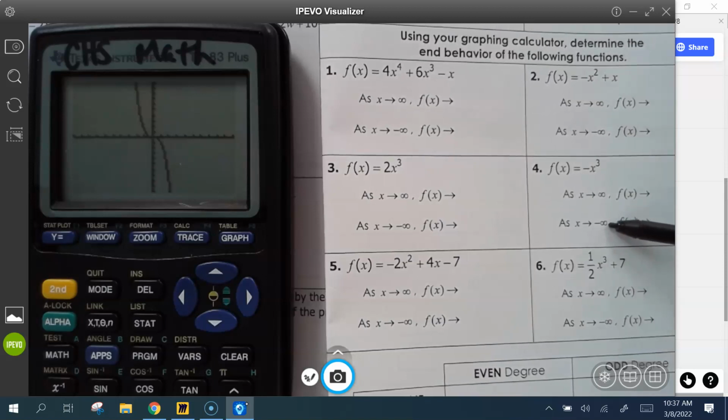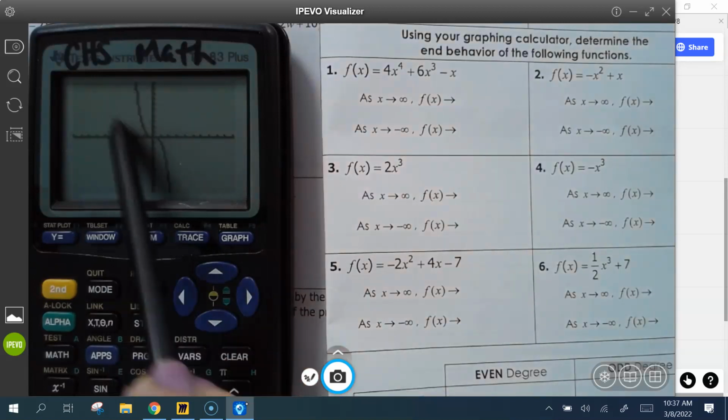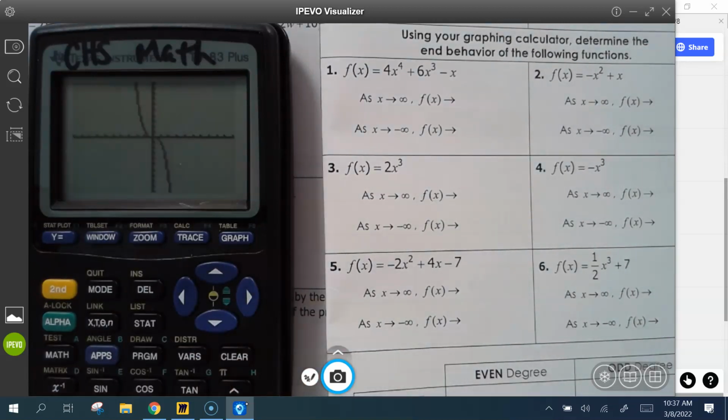How about the left side of the graph? As x approaches negative infinity, so I'm on this side, f of x is going up, which is positive infinity. Remember doing this? We looked at the graphs a little bit. So here's where we're trying to make a generalization, okay? I want you to notice a couple of things.